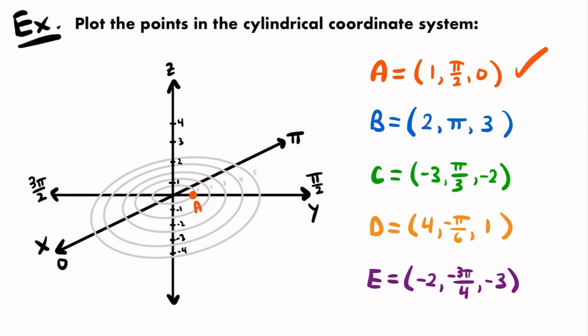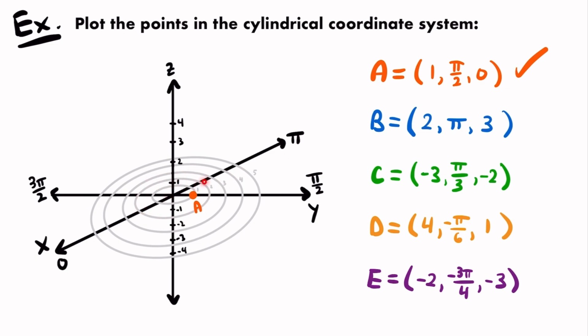That was pretty simple. But now let's move into point B where we actually have a z-coordinate. This time we have 2, pi, and then 3. So our radius is 2, our angle is pi, and our z-coordinate is 3. So let's start with the angle. We want to measure an angle of pi from the positive x-axis. So that will take us to this angle right here, which is essentially the negative x-axis. Our radius is 2, so we're going to be along the second circle here.